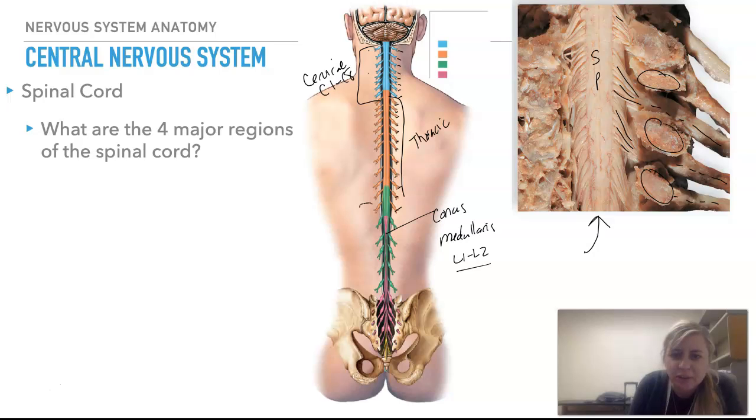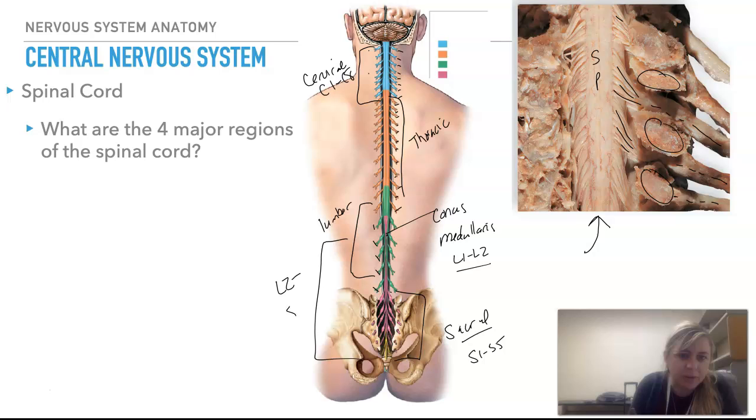And then below that, we have the lumbar region. The lumbar region is going to give rise to L1, 2, 3, 4, 5. And then below that, down here in the pink, we have what's called the sacral region, and that's S1 through S5. So once we get down to where the conus medullaris is, from L2 to sacral 5 is what's called the cauda equina, the horse's tail.